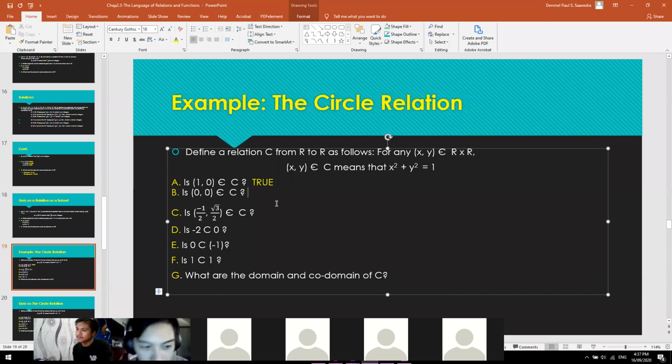No, sir. So 0 squared is still 0. Okay, so 0 plus 0 is 0, wherein 0 is not equal to 1. So this one is false. How about the third one? True, sir.